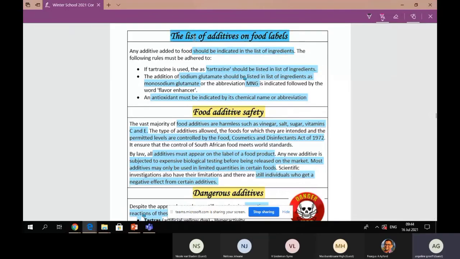Then some other information. The list of food additives on food labels should be indicated in the list of ingredients. If tartrazine is used, and you're going to see why we talk about that, it should be listed in the list of ingredients as well. And then it says sodium glutamate, monosodium glutamate over here, MSG. Here it says MNG. That is why I wanted to come back here, because I know that with the translation, some of the things are off. So it's MSG, monosodium glutamate. Okay, it's almost like salt. It is a flavor enhancer to bring out the flavor in food. So they must be indicated. Okay, and then an antioxidant must be indicated by its chemical name or abbreviation, right?